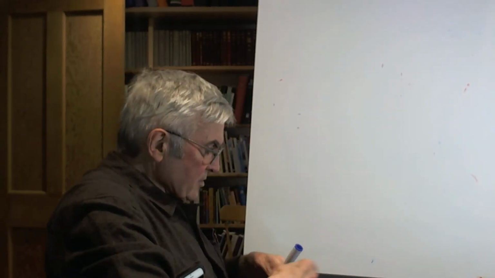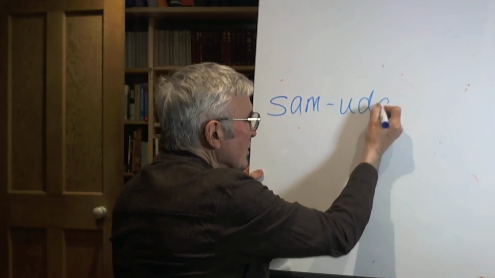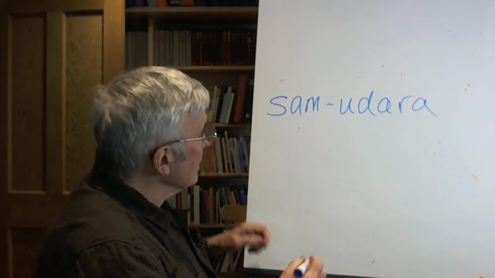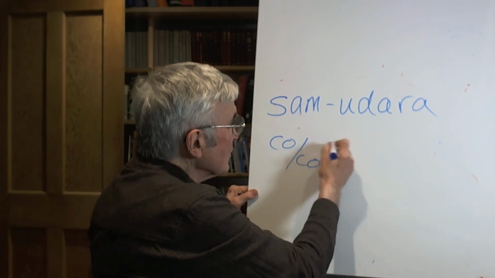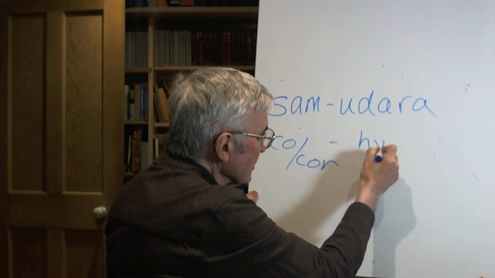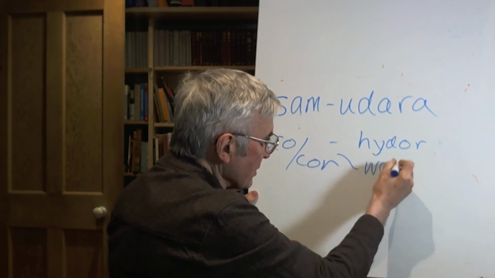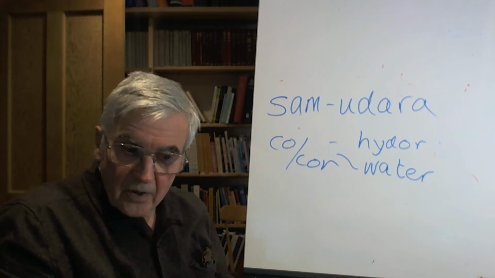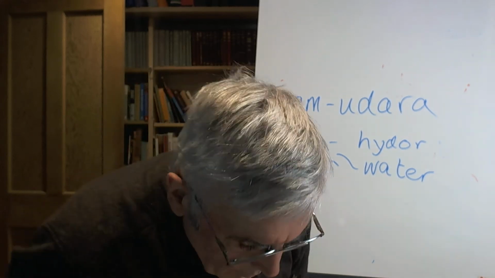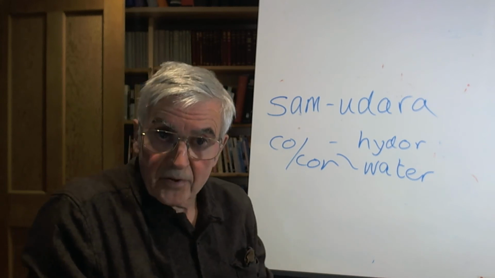Samudra in Sanskrit. The sam meaning with, con or co, and udara is actually cognate, right in Latin script, with the Greek hudor and with our English water. So udara, hudor, water, it's all from that same root. So the samudra, in Pali it becomes samudda, is the collection of water, the water gathered together.